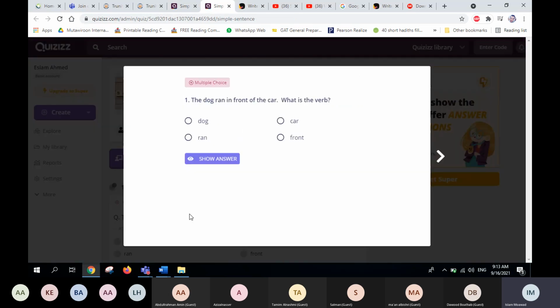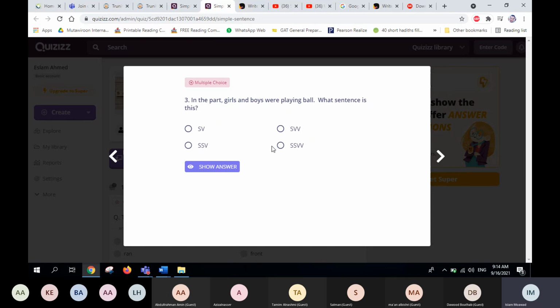Okay, Faisal, the dog ran in front of the car. What is the verb in that sentence? Ran. Okay, so ran is the verb in that sentence. Let's check the formula of that sentence. The dog ran in front of the car. S stands for subject and V for verb. So do we have one subject and one verb, or one subject and two verbs, or two subjects and one verb, or two subjects and two verbs in that sentence?